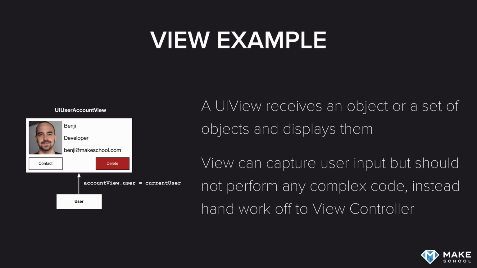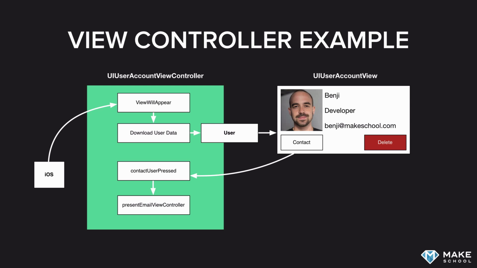Now let's take a look at how controllers and views play together. This example doesn't only include the user account view, but also the user account view controller that belongs to it. This is a typical setup in most iOS applications. A view belongs to a view controller, and a view controller manages certain aspects of the view. In this example here, the view controller receives a message from the iOS operating system. That is the view will appear message. This message is always sent when a view will appear on the screen because a user has navigated to a certain part of an app. We will later talk about the view lifecycle and these messages in more detail.